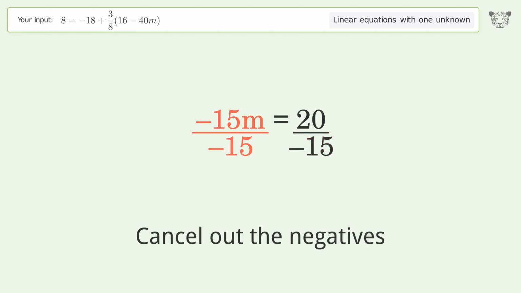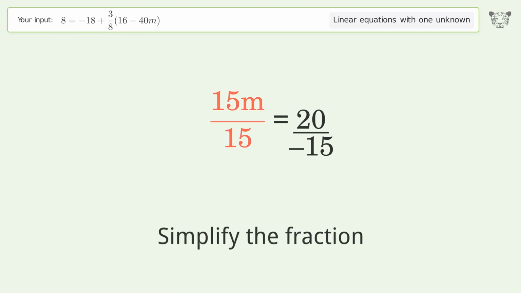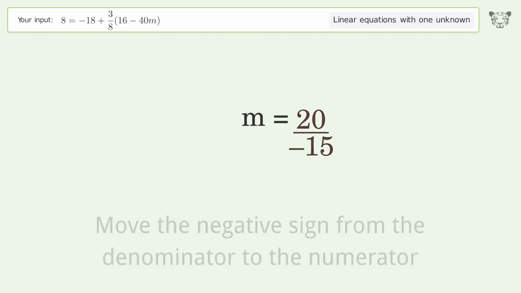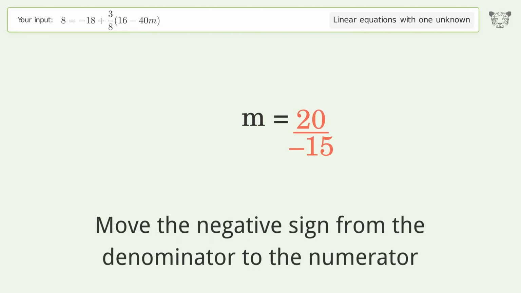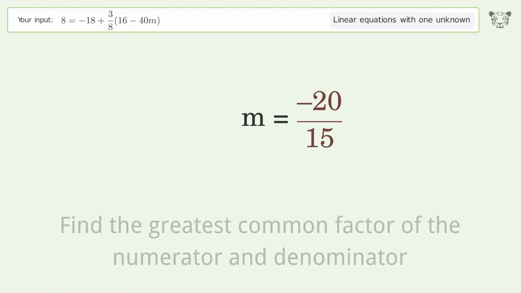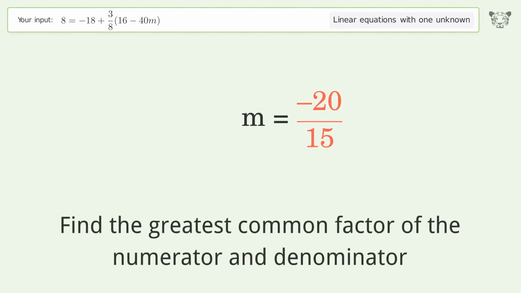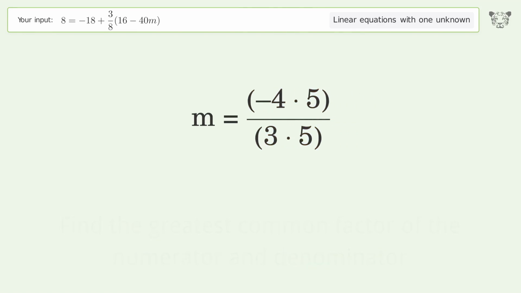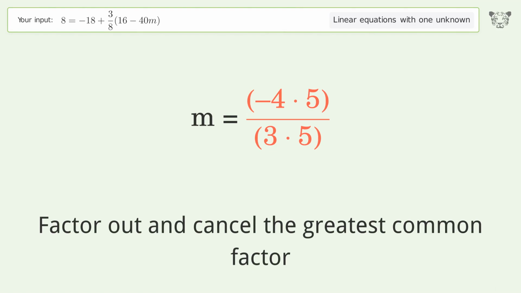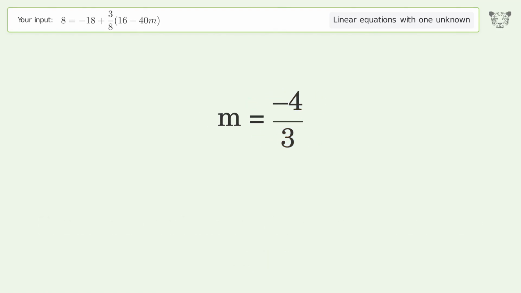Cancel out the negatives. Simplify the fraction. Move the negative sign from the denominator to the numerator. Find the greatest common factor of the numerator and denominator. Factor out and cancel the greatest common factor. And so the final result is m equals -4/3.